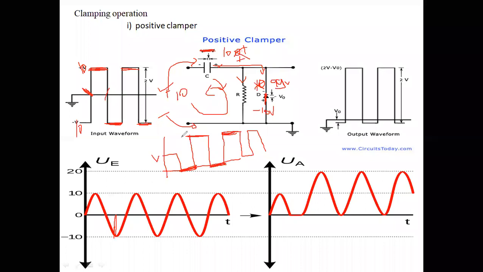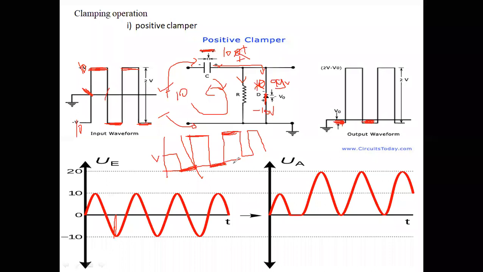This is our transient portion, and from here onwards we have the steady portion. Therefore this is the practical case. If we consider the practical case, there will be some 0.7 volts drop, which I have represented in the negative portion. If you consider the practical, you may get it like this. This is your breakdown voltage, 0.7.